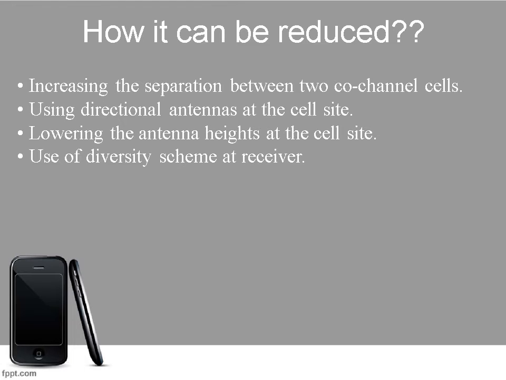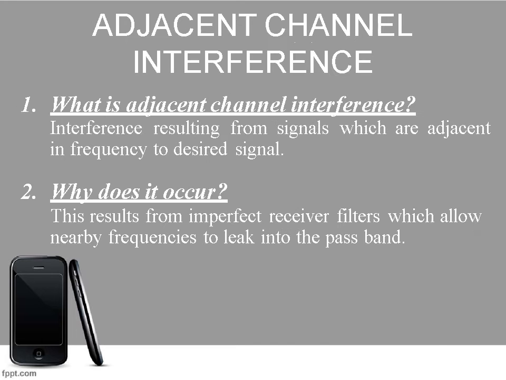How can it be reduced? Increasing the separation between two co-channel cells, we can reduce the interference. Using directional antennas at the cell site also we can reduce it. Lowering the antenna height at the cell site, we can reduce the interference. So by using a diversity scheme at the receiver side, you can minimize the interference.